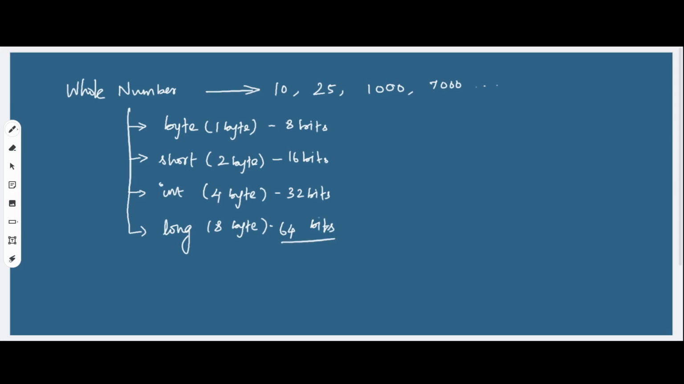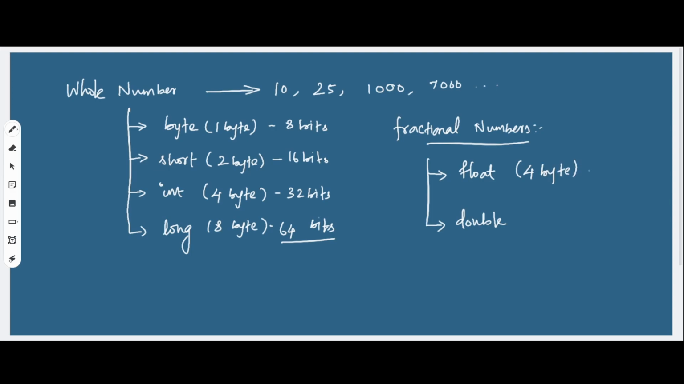First we will see how we need to choose the data type. We all know we have 4 data types for whole numbers. In the same way, for fractional numbers we have 2 different data types: one is float and the other is double. The float takes 4 bytes, which is 32 bits. The double takes 8 bytes, so it is 64 bits.